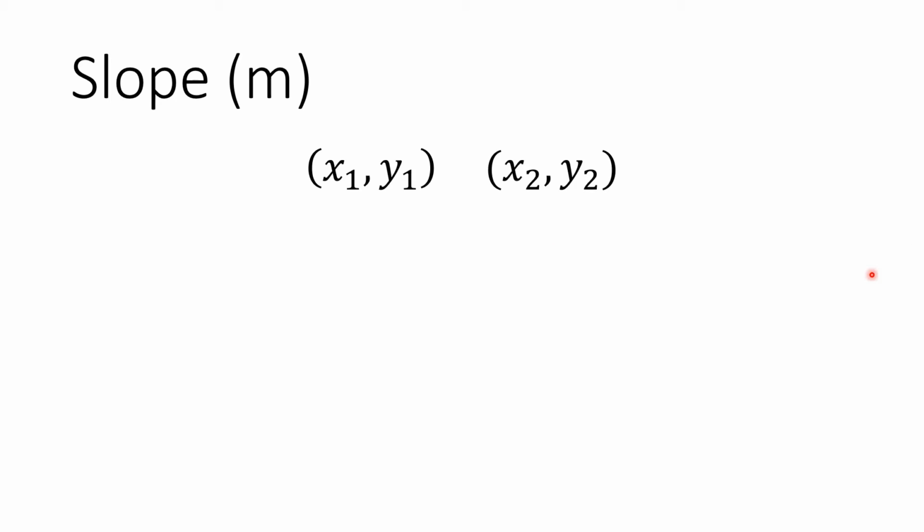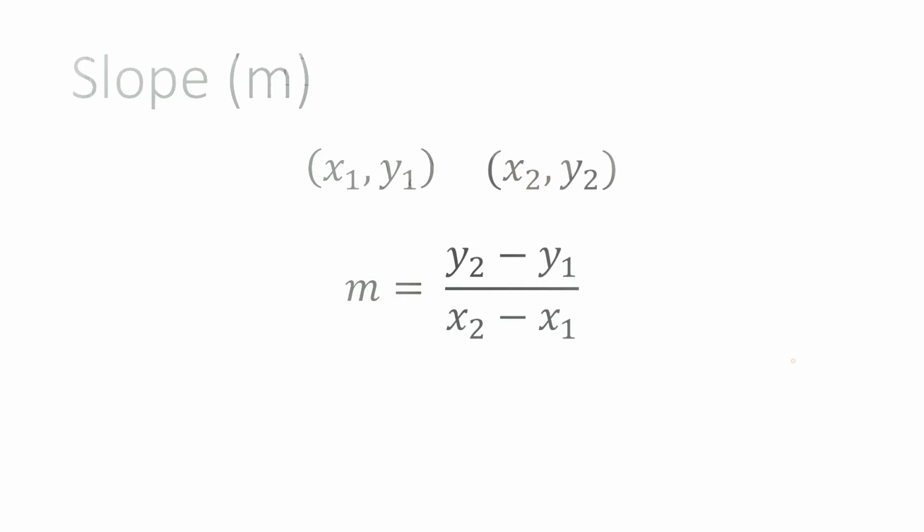The formula of the slope is m is equal to y sub 2 minus y sub 1, that is the difference of the y coordinates of the second minus the first point, over x sub 2 minus x sub 1, which is the difference of the x coordinate of the second point minus the first point.